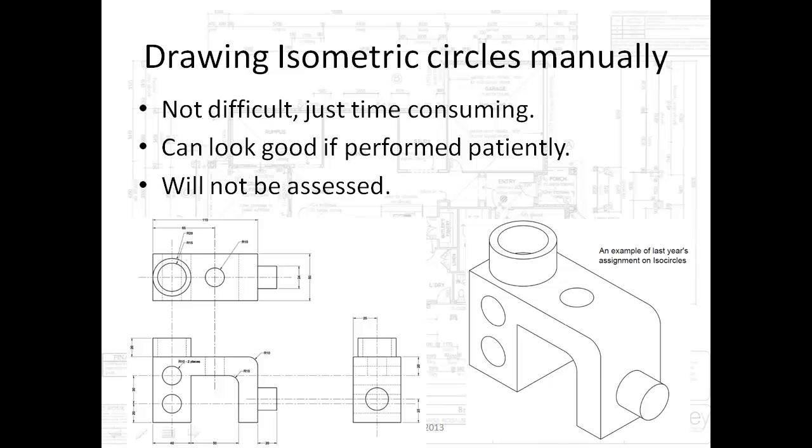So yeah, drawing isometric circles manually can be done. It takes a while, but you can get some good work out of it. I mean, you can really have some nice drawings if you take your time, if you've got a good compass, if you observe all the methods that were outlined above and really try and make things line up.